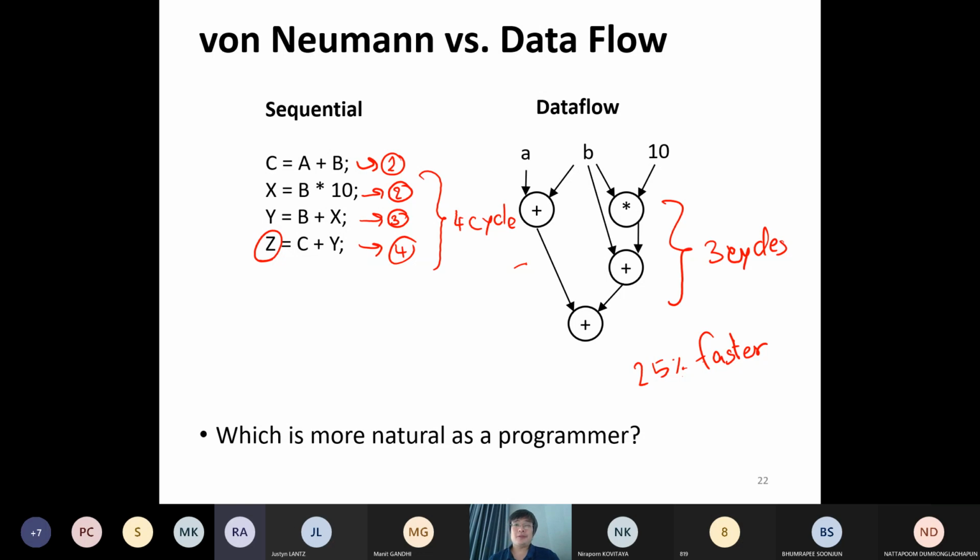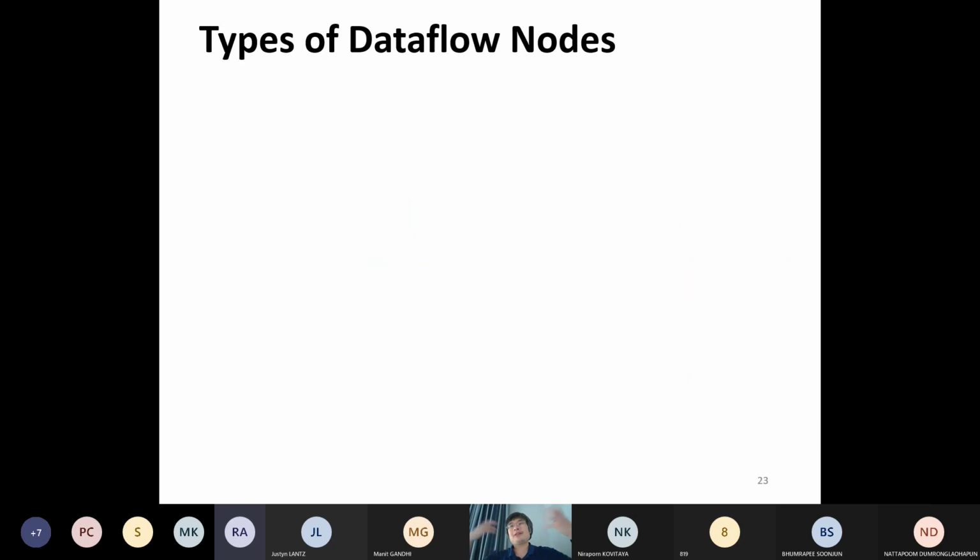If you want to go into more details, feel free to let me know. I can go on and on with how these things are designed. But the benefit is clear. The left side is a lot more programmable. It's easy to program as a human. The right side is faster. So today we're going to wrap things up with the data flow model.